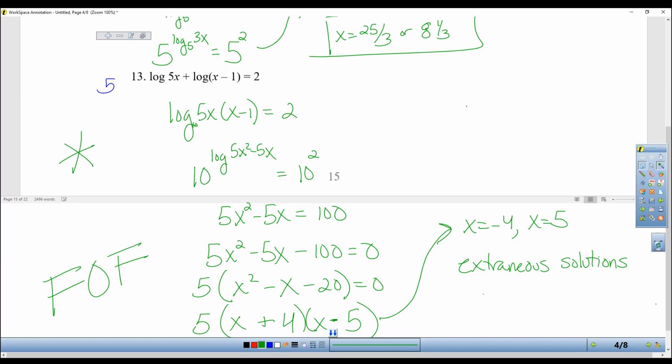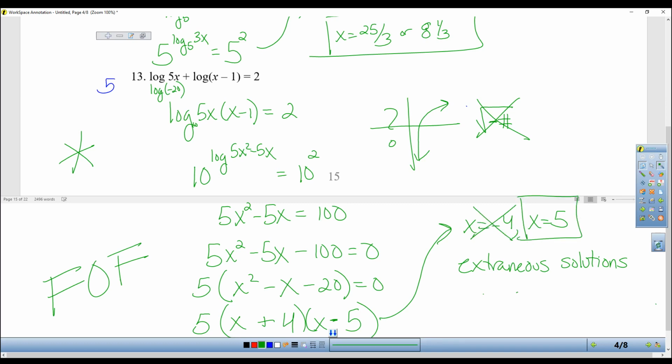That happens sometimes with square roots, because you get an answer that gives you a negative under the radical, and you can't have negatives underneath the radical. Similarly, you can't take the log of a negative number. Remember that a log graph looks like this. There are no logs of negative numbers. There's nothing over here. So if you put a negative 4 into this problem, you would be saying log of negative 20, which isn't allowed. So the only answer is the 5.